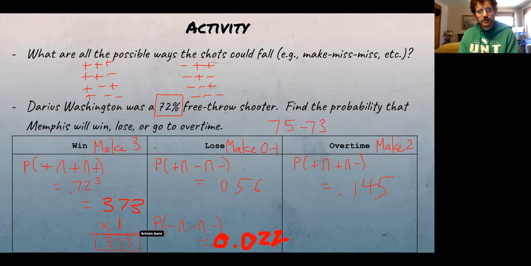But we have to be careful about some of these other things. I'm going to jump over to overtime again. And overtime is where they make 2, miss 1. So how many outcomes have making 2 and missing 1?